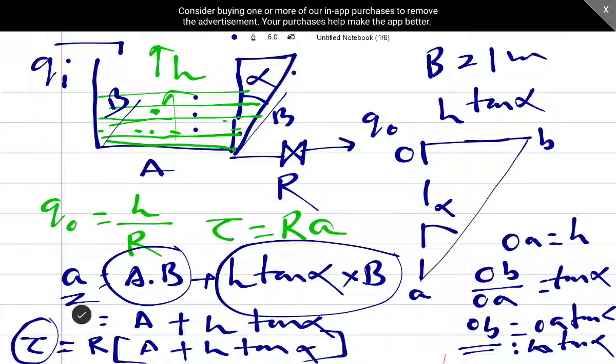So, in the numerical they have asked to find out the time constant. What is the time constant they have asked? So, we have found this, and you see this time constant is given by r multiplied by a plus h tan alpha.